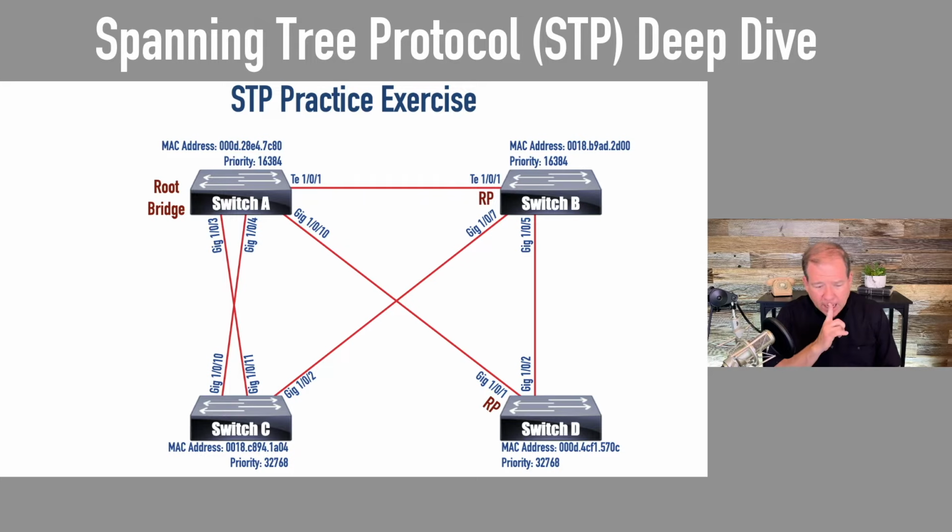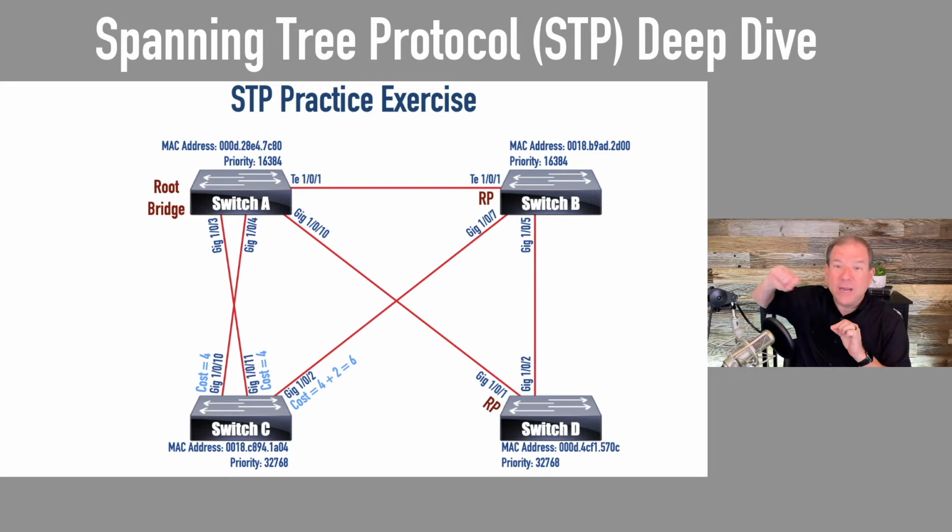Now, on switch C, this is where it gets tricky. Pay careful attention here. There are 3 ways of getting to the root. Gig 1/0/10 and gig 1/0/11, they've got direct connections up to switch A, the root. And they would each have a cost of 4. Now, I'm pretty sure that my root port is not going to be gig 1/0/2 because that's going to use a cost of 4 to get over to B and another cost of 2 to get over to A. That's 6. So it's out of the game.